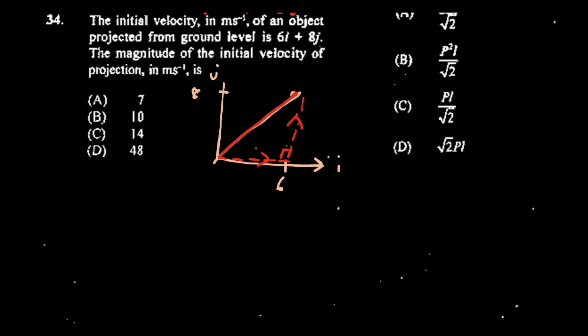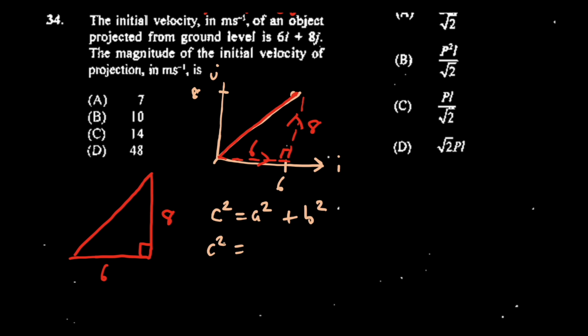Now if this is 6 and this is 8, it's like we have to use Pythagoras theorem to find the resultant or the magnitude of the force. Okay, so we know Pythagoras theorem is c squared is equal to a squared plus b squared. So we know that c represents the hypotenuse, so this is what we're trying to find. So a squared, I could say 8 squared plus 6 squared.